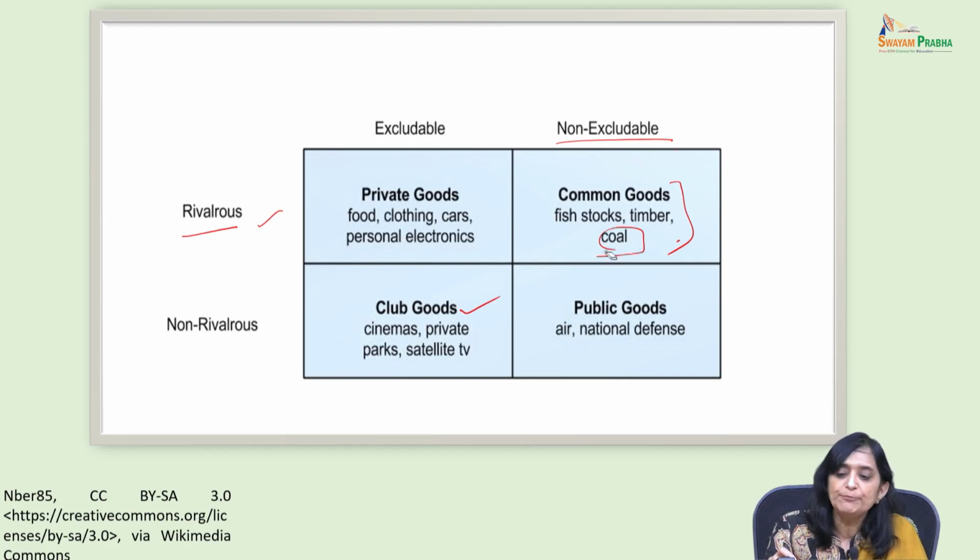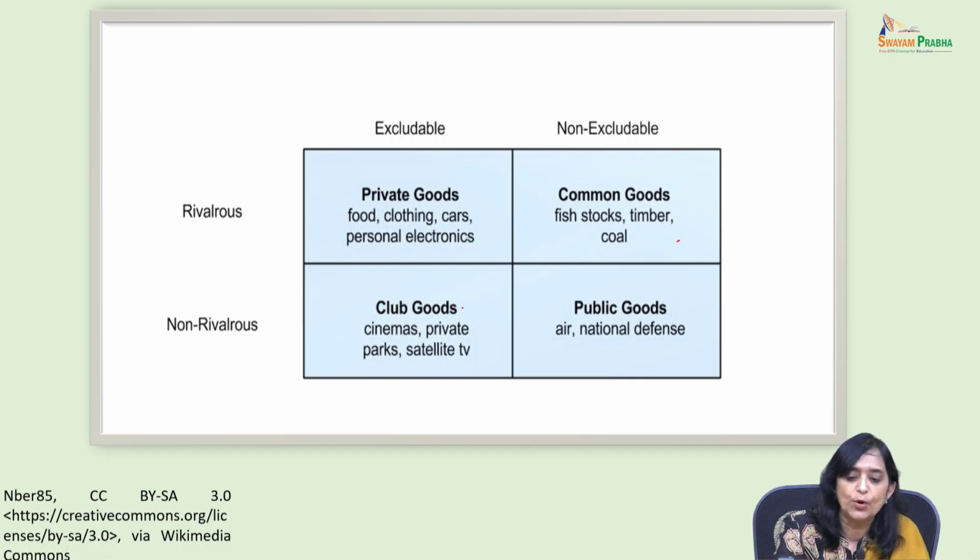The fourth type of good is called a club good. Now, what is a club good? Which is excludable, but they are non-rival.